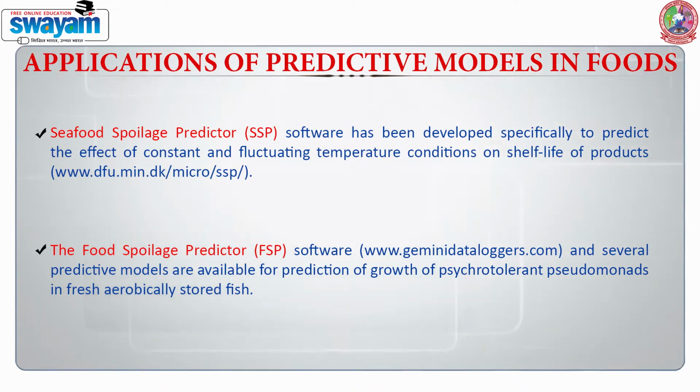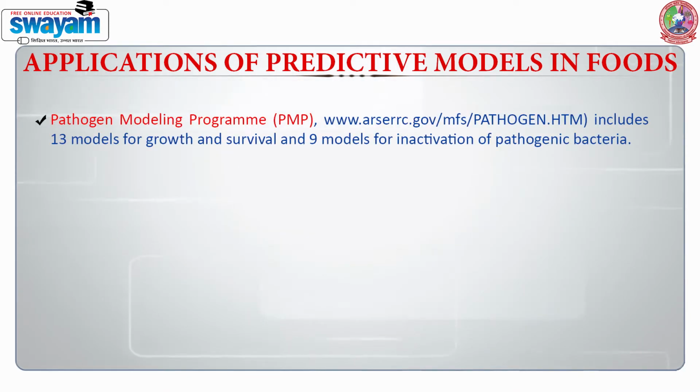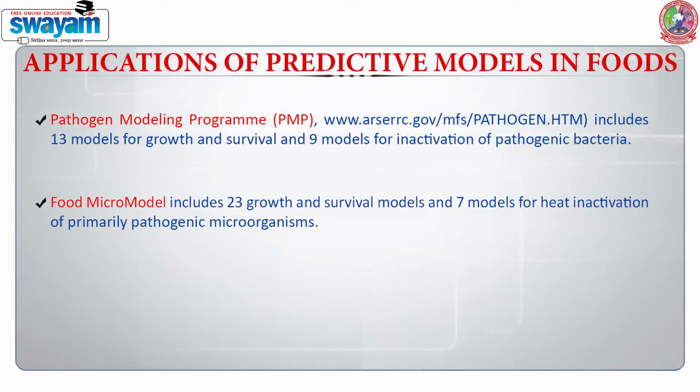The model which is very important and which is being regularly used in the USA is the Pathogen Modeling Program, PMP. This program includes 13 models for growth and survival of various pathogens. It also has 9 models for inactivation of pathogenic bacteria. The other model which is important is the Food MicroModel, which has 23 growth and survival models and 7 models for heat inactivation of pathogens and various microorganisms which are capable of causing foodborne diseases.